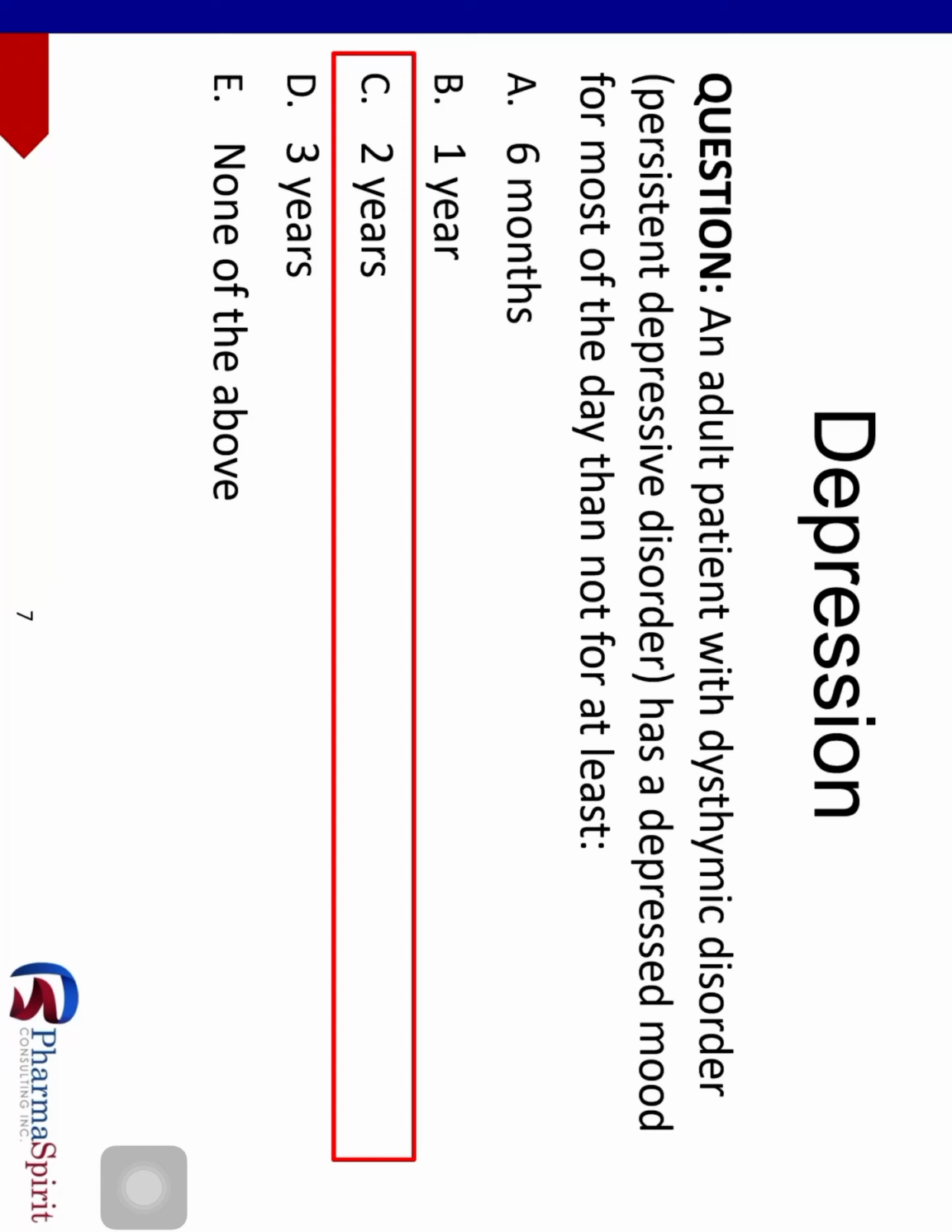In adult dysthymia, symptoms last for 2 years. In children and adolescents, it lasts for 1 year. So the question here is asking specifically about adults. That's why we chose 2 years. If we change this to children and adolescents, the answer will be 1 year.